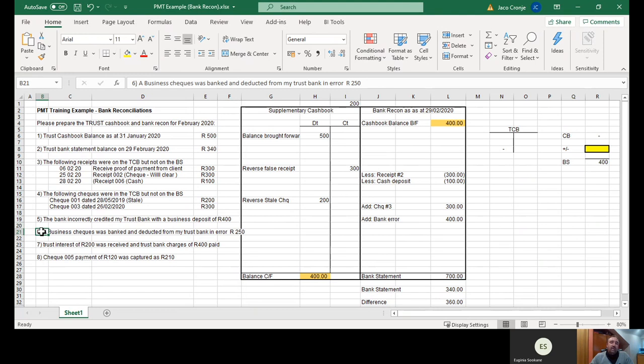Okay, then we get to number 6. A business check was banked and deducted from my trust bank in error. So immediately, what do we know? If it was a business bank check, but it went off my trust account, that is a bank error. So again, we know we're going to go to our bank recon because it is something that will happen in future. The bank will fix this in future. So let's start. A business check was banked. So will I have any entry for this in my trust cash book? And the answer is no. I'm not going to make my records incorrect because of the bank error. So my trust cash book will have a zero balance.